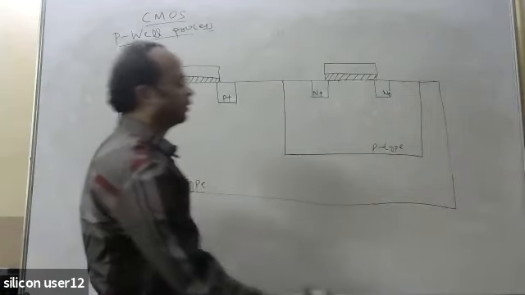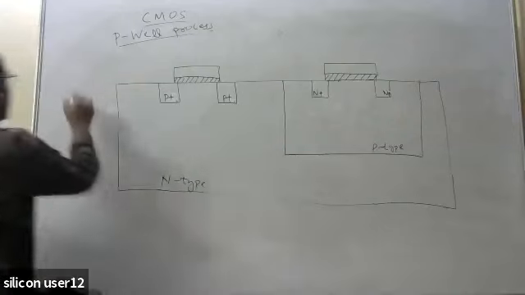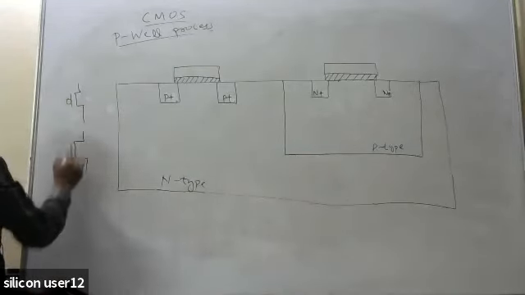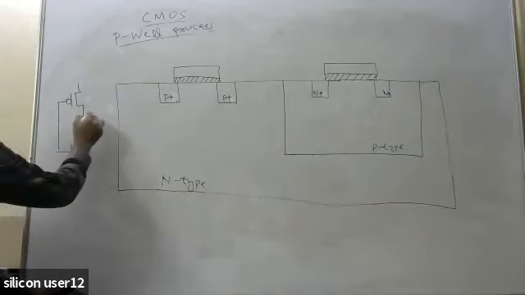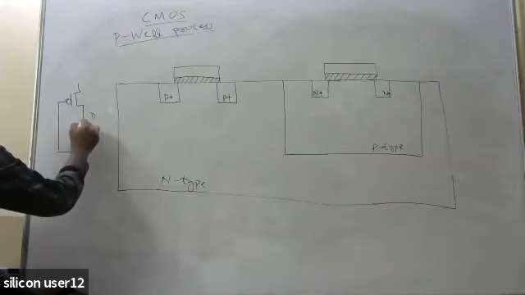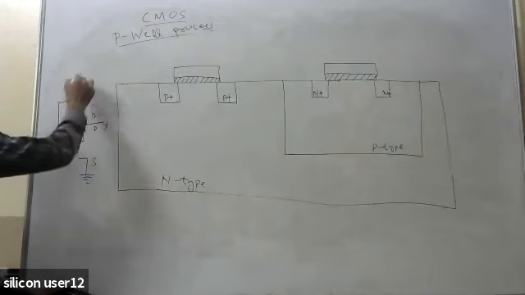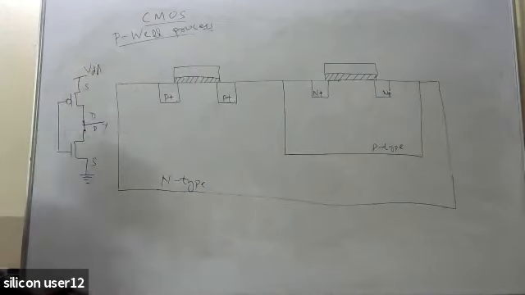Now for the connection, like we did the previous connection for the inverter. This is your PMOS, this is your NMOS. Both the gates were connected, and the drain of the PMOS and the drain of the NMOS were connected, and you are taking output Y here. And the source of the NMOS is connected to ground, and the source of the PMOS is connected to VDD. So those connections I can also do here.